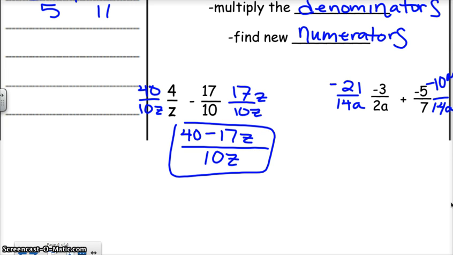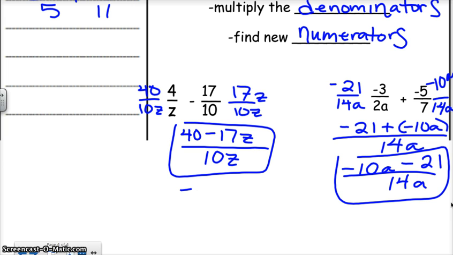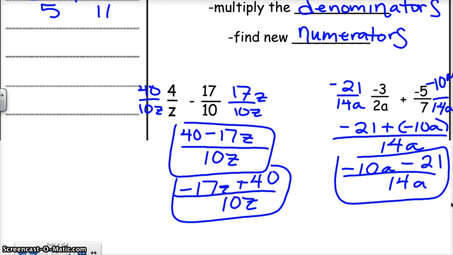Now, can I combine negative 21 and negative 10a? No, so I just leave it. Negative 21 plus a negative 10a all over 14a. A super awesome way to do it would be to put the variable first. It's actually negative 10a minus 21 over 14a. And some of us are already feeling like this first one here should have the variable first. Yeah, like mine is. Okay, and that's what it would be. So, that concludes this lesson.